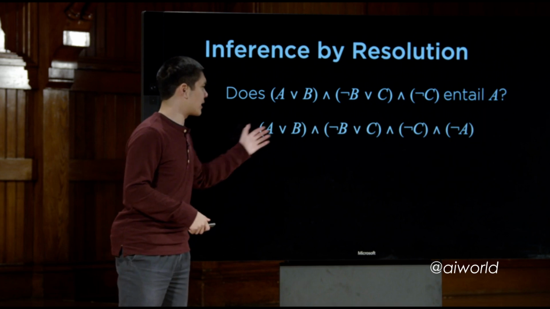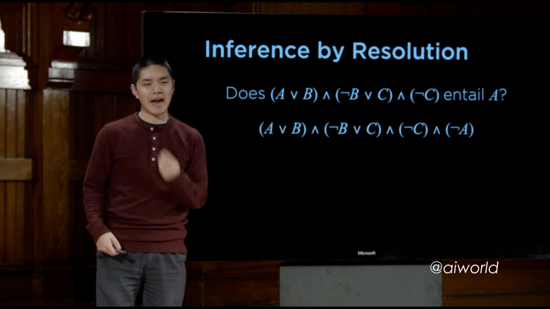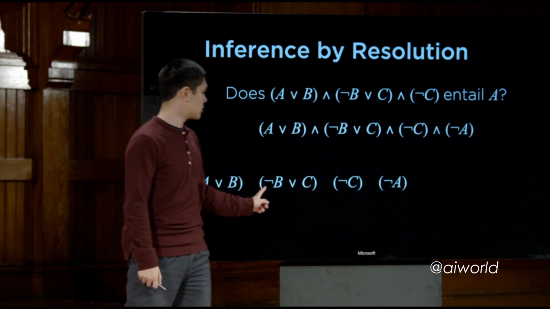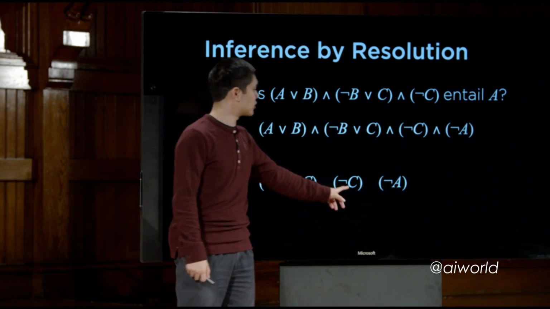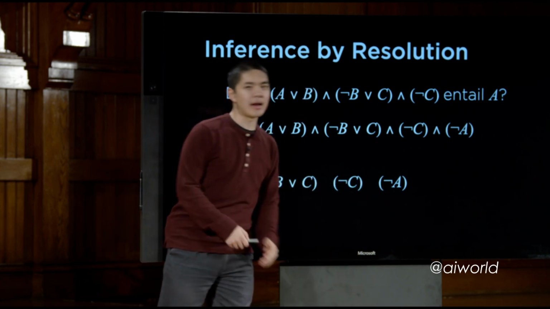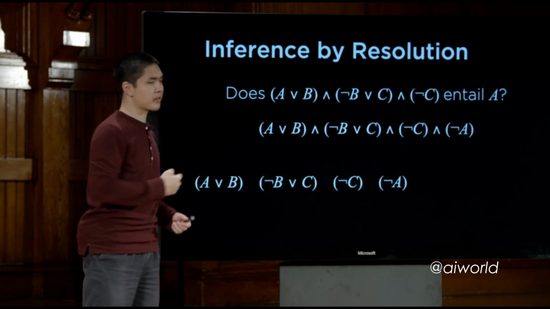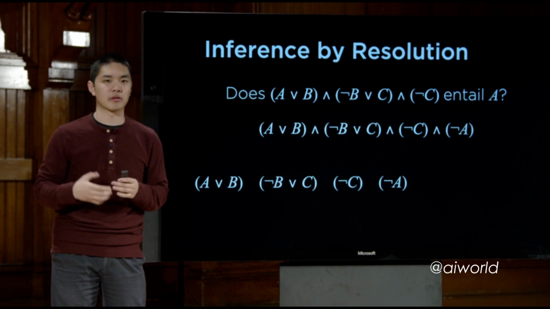And so this is now in conjunctive normal form. And I have 4 different clauses. I have A or B. I have not B or C. I have not C. And I have not A. And now I can begin to just pick 2 clauses that I can resolve and apply the resolution rule to them.